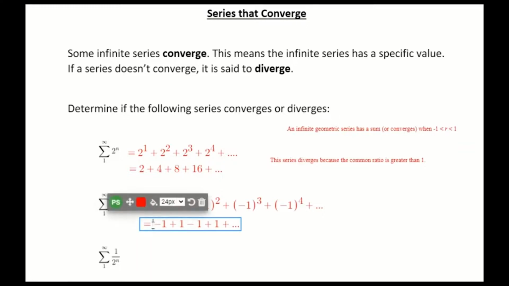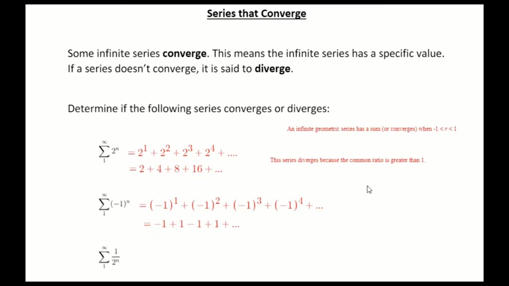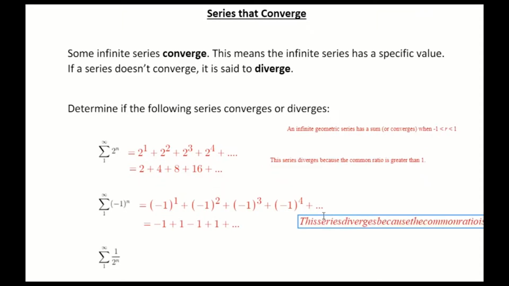In fact, what happens is, as you add one, subtract one, this thing is going to bounce back and forth. It's going to start at -1, and then when you add the next term, it's going to go to 0, and then adding the next term would be -1, adding the next term would be 0. So it's bouncing back and forth between -1 and 0. This is what we call an alternating series here, but we just need to say that it diverges, simply because it does not converge.